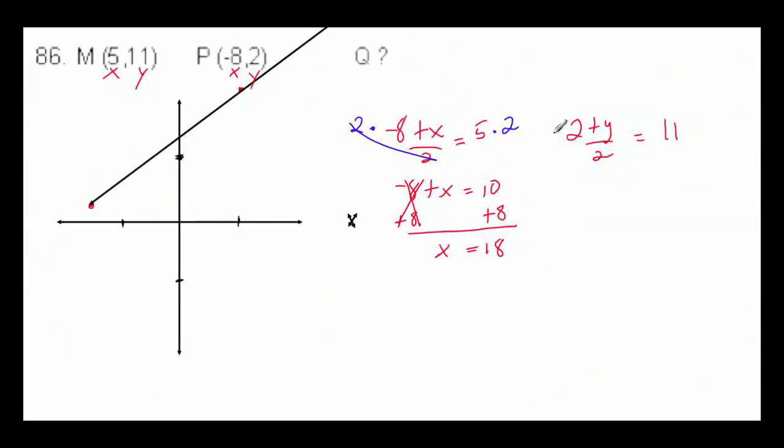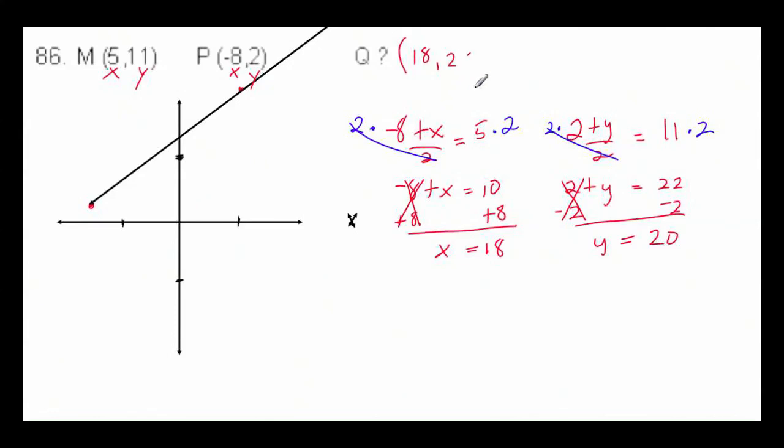Let's solve it. Multiply by 2 on both sides. They cancel. So I'm left with 2 plus y equals 22. Get rid of the 2, you do a negative 2. They cancel, and I'm left with y equals 20. And remember we said that was going to be way up here. So my end coordinate would have been 18, 20.